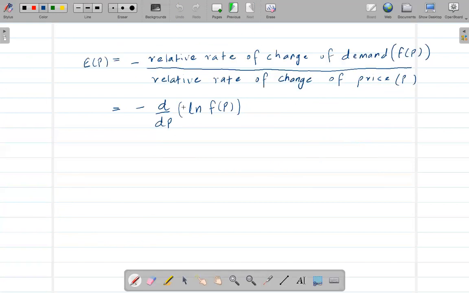All I'm doing here is I'm just using this formula. Okay, and again, divide this by the relative rate of change of price, d over dp of natural log of, now I have p here, so that's why natural log of p.